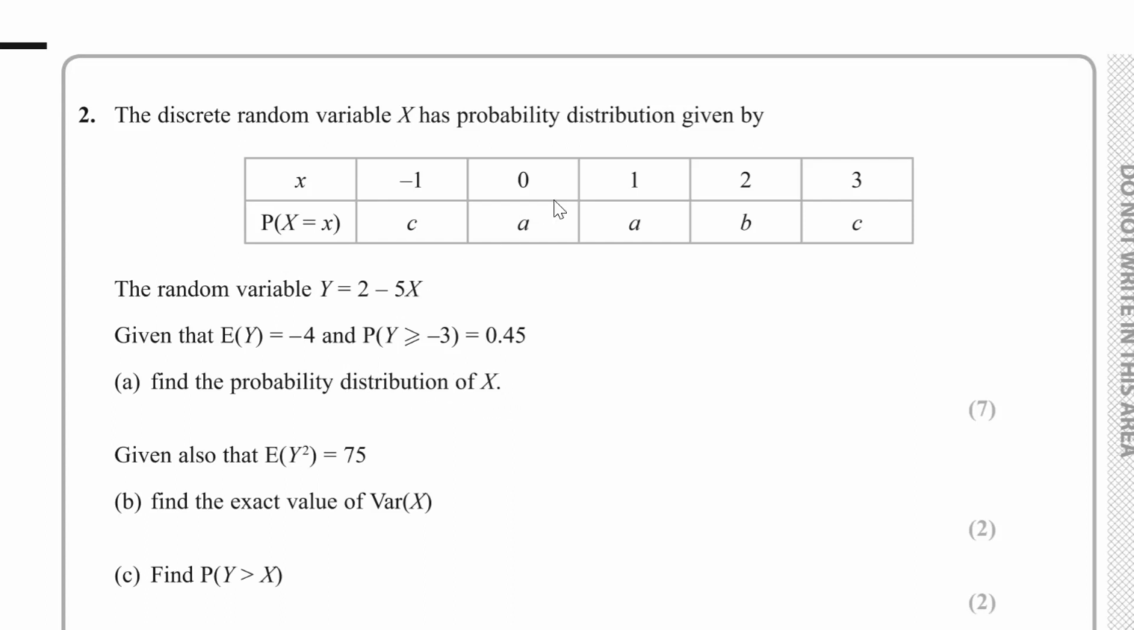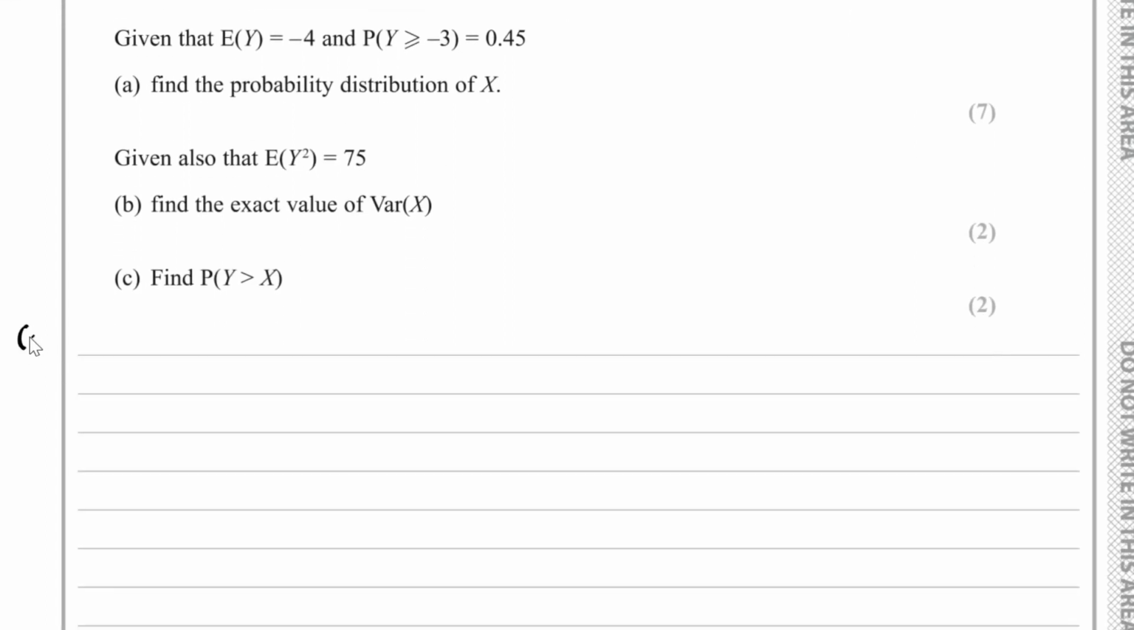So what this suggests to us, we need to find out the values of a, b and c, and then by doing that we would have found the probability distribution. Okay, so for part A, we have Y, which is equal to 2 minus 5x. So the expected value of Y, substituting in, we're looking at the expected value of 2 minus 5x. And we can rewrite this as 2 minus 5 lots of the expected value of x.